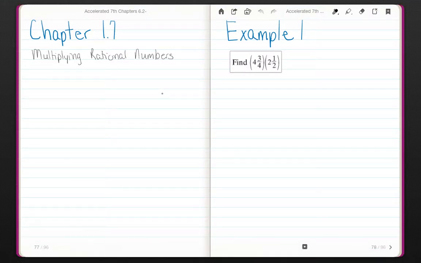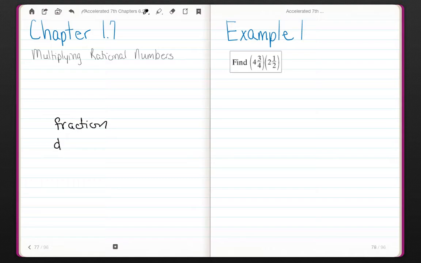Chapter 1.7, Multiplying Rational Numbers. Today we're going to be multiplying fractions, and we're going to be multiplying decimals.